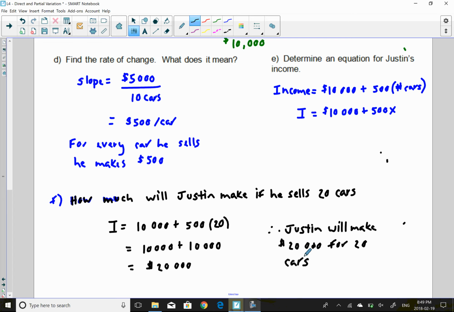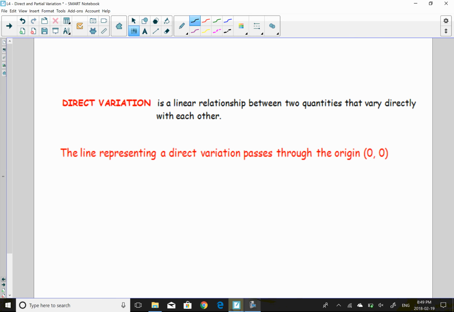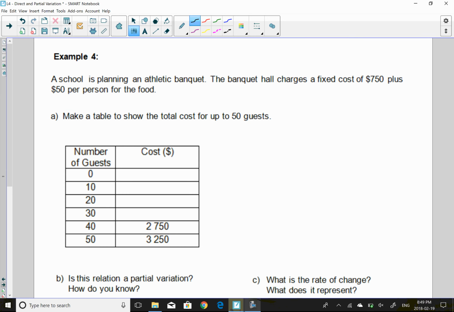Okay. There was our partial variation. Don't understand? All right, so let's keep going.